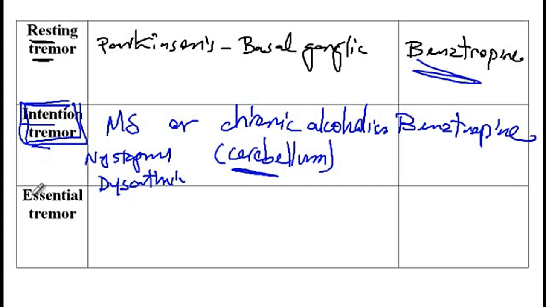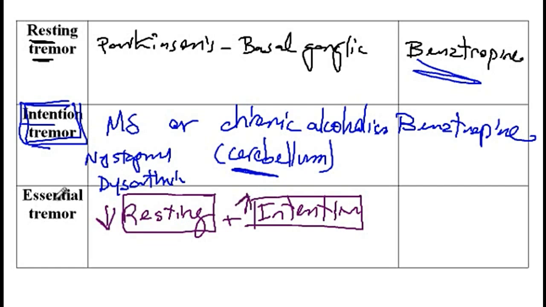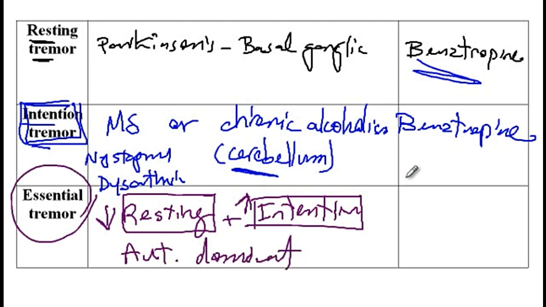And then finally, we have essential tremor, which can present with both resting and intention tremor, but is associated with less of the resting tremor and more of the intention tremor. This is an autosomal dominant disorder, which needs to be treated with propranolol, which is a beta blocker, as well as primidone.